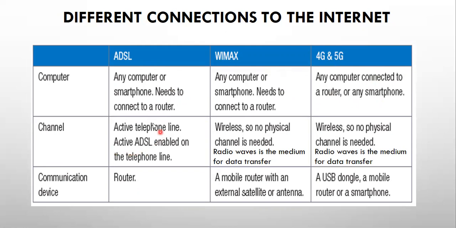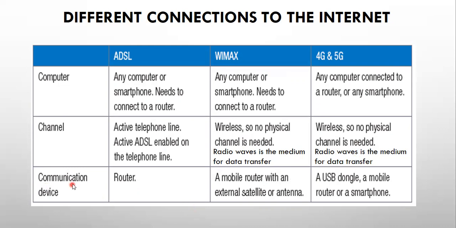Your channel, your ADSL line, you can use an active telephone line, an ADSL enabled telephone line. The WiMAX, there is no physical channel, it is wireless. So radio waves is the medium to transfer data. So there is no channel, we transfer data through radio waves. Same with 4G and 5G, radio waves are used to transfer data. So there's no physical channel.